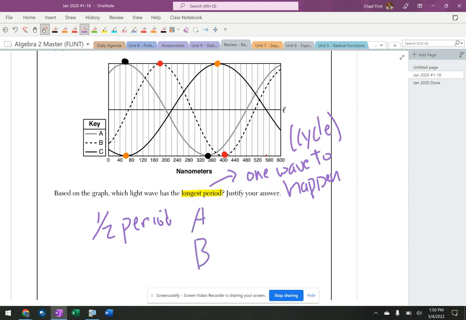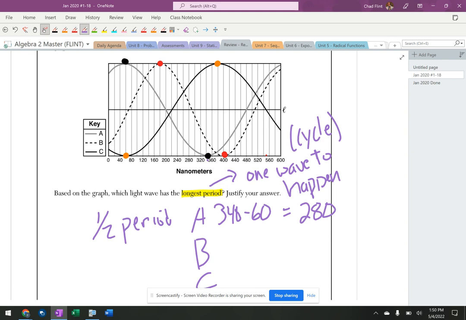A, B, C. All right, so A goes from 340 to 60. So 340 minus 60. And I'm looking at the x values for my black dots. All right, 340 and 60 are my x values for my black dots, which is 280.